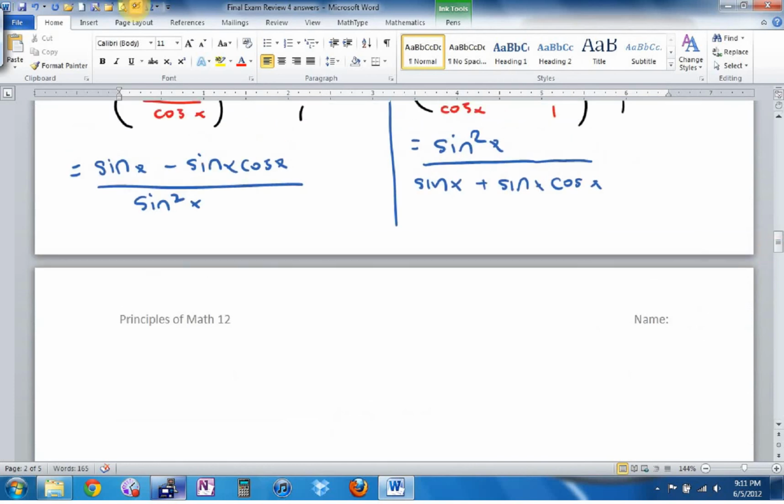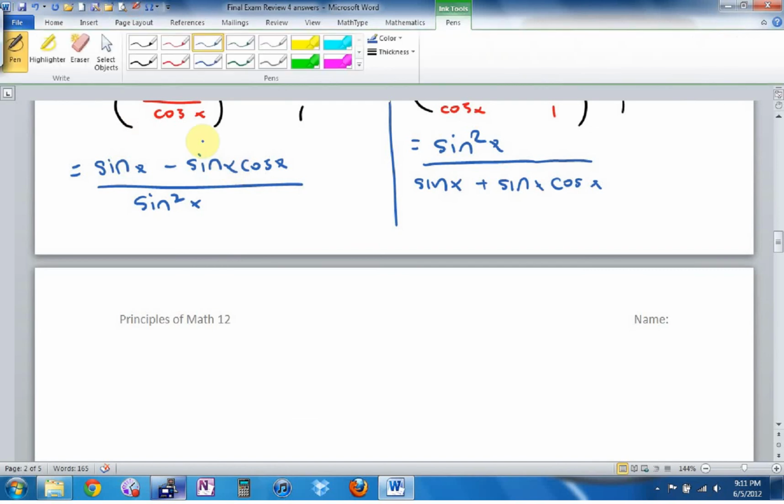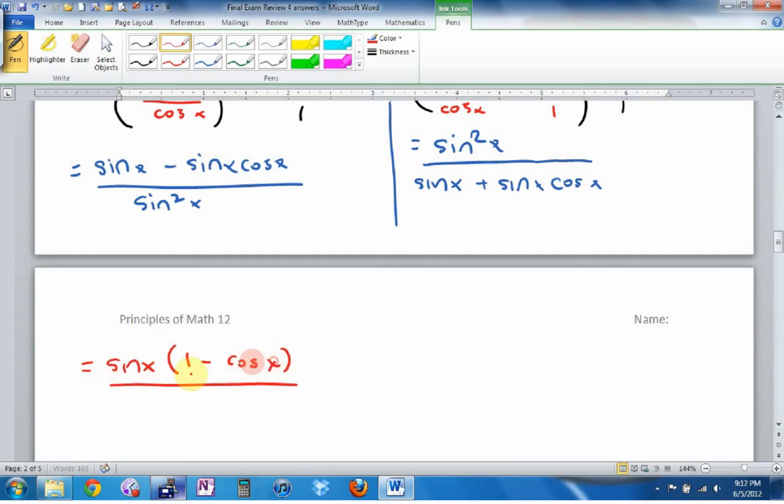I notice in the top on the left side I can factor out a GCF. By the way, again, this is a nasty identity. The idea is you find the one on the test easy. Good luck, Mr. Dueck. Oh, sure you can. On the top I can factor out a GCF of sine. And I'll get 1 minus cos x all over, come on, sine squared.